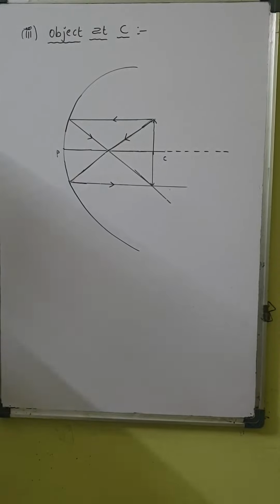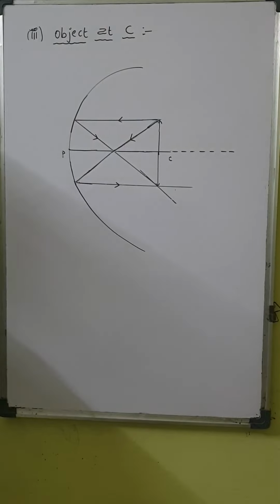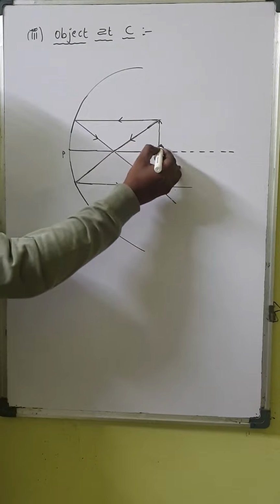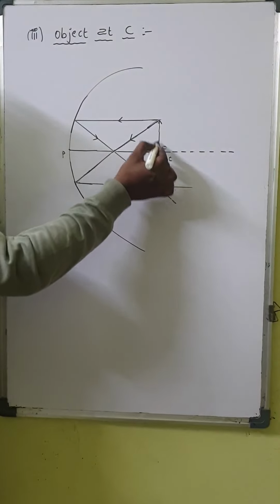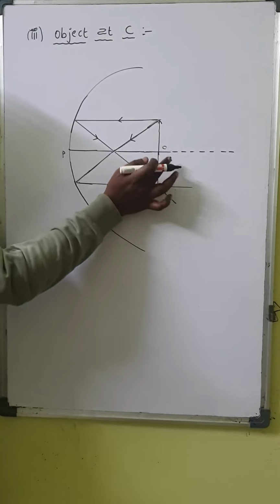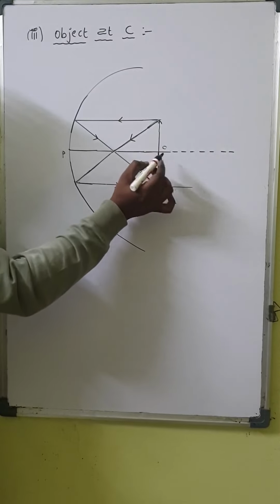Now let us go into third position. Object is placed at C. As you can see, this is the object which is placed above the principal axis and it is placed at the center of curvature.